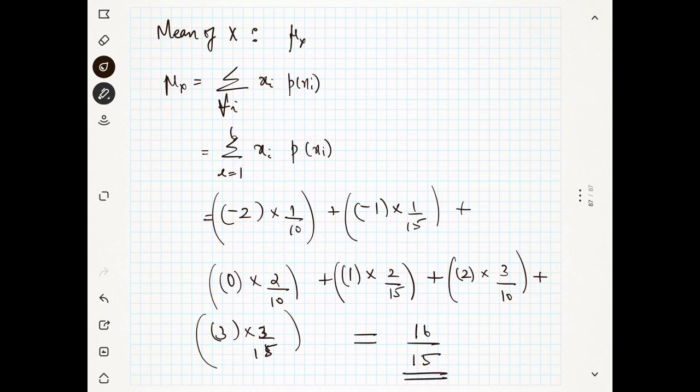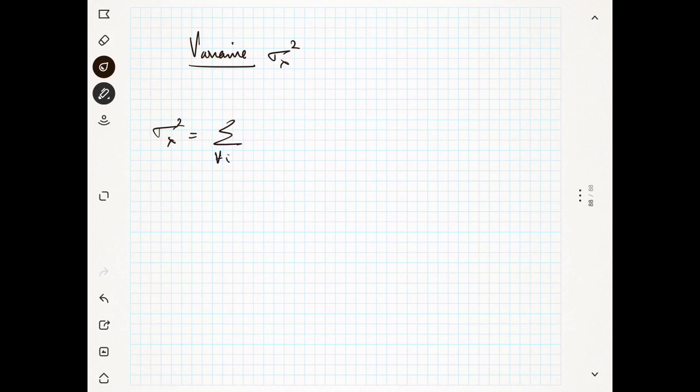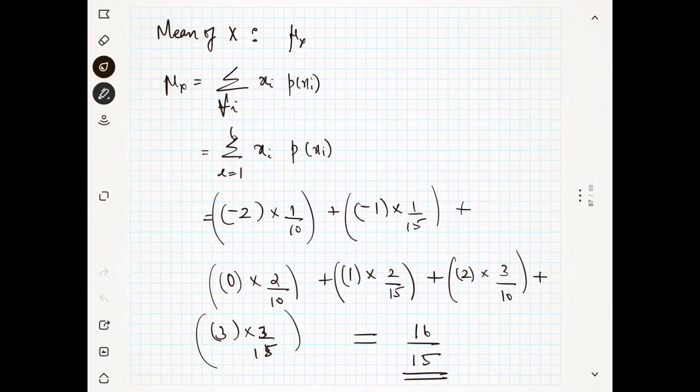Now, how can you find the variance? It is not asked in the question. The variance is sigma x square. How to find the variance? Sigma x square is summation for all i of xi minus mu x, squared, into p of xi. So you have xi and you have mu x. You have already got mu x from the previous as 16 by 15.